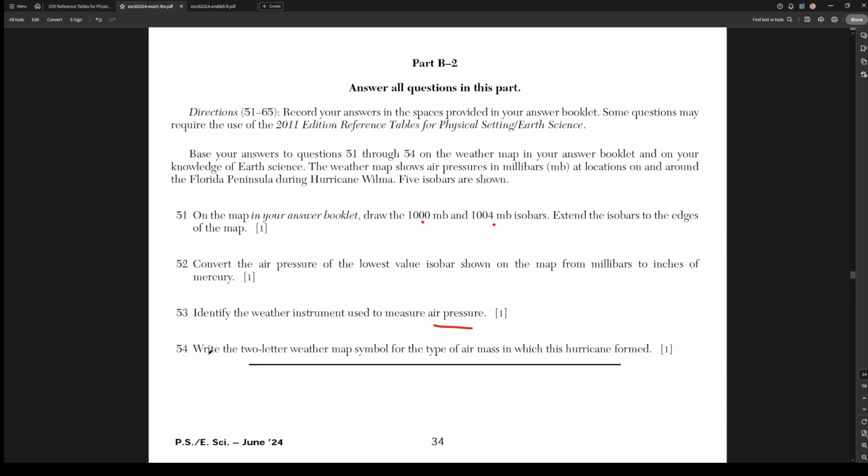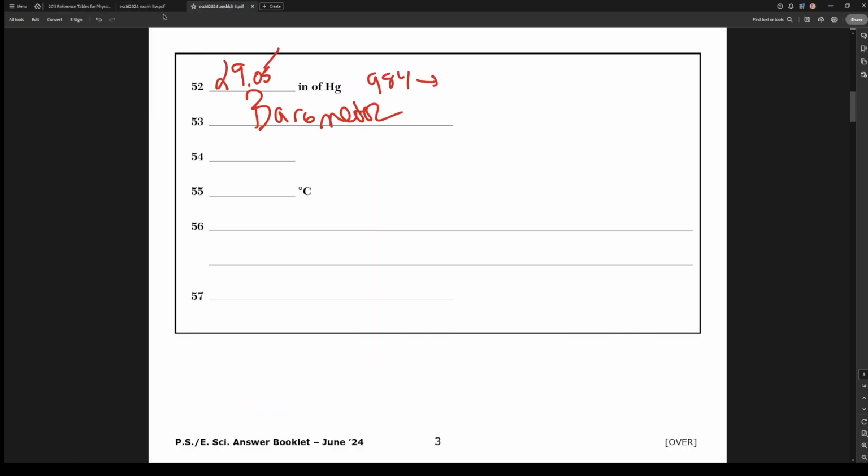54. Write the two-letter symbol of the air mass where the hurricane formed. Look, Florida. So hurricane forming around Florida. That's going to be maritime tropical. Maritime means it's near water. Tropical is warm. So MT is your best one for that one.